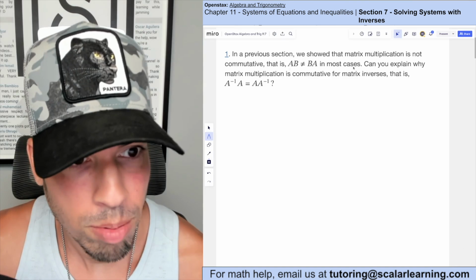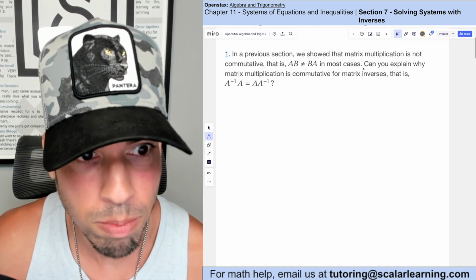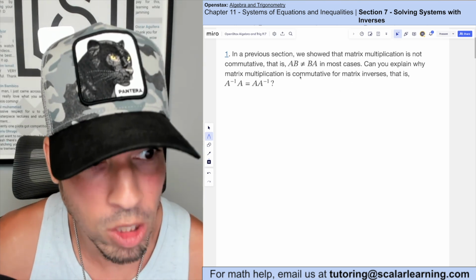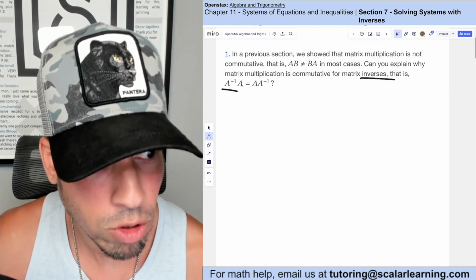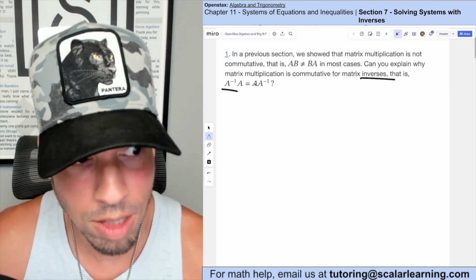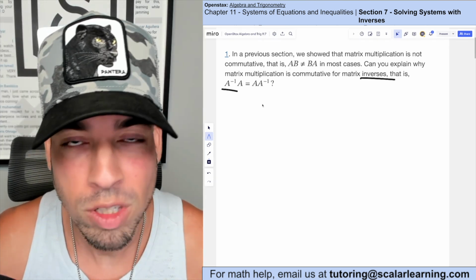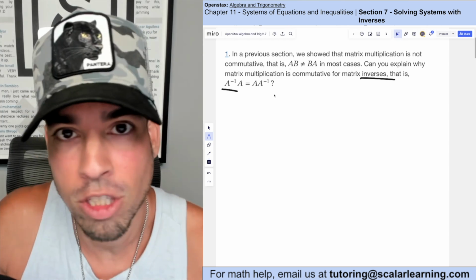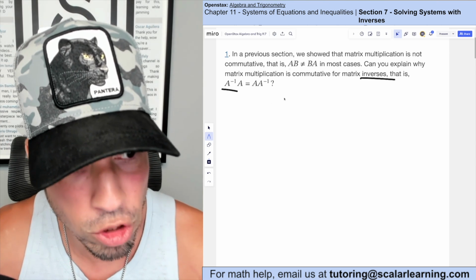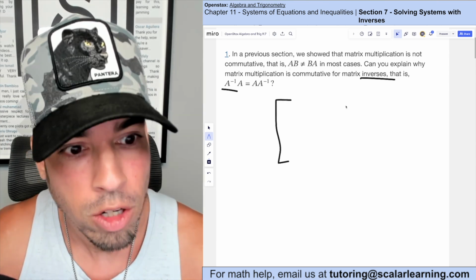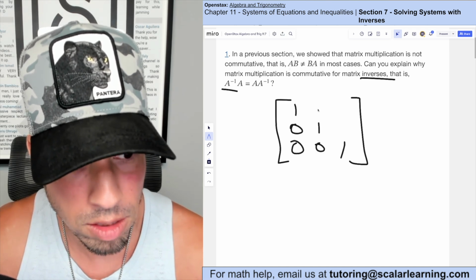Let's do it. In a previous section, we showed that matrix multiplication is not commutative, that AB does not equal BA in most cases. Can you explain why matrix multiplication is commutative for matrix inverses? That is, the inverse times the original matrix is the same as the matrix times the inverse in either order. This really comes down to the relationship between matrices and their inverses, because it's just by definition, right? Anytime you multiply an inverse times the original matrix in either order, you're going to end up with the identity matrix. You're going to end up with ones and then zeros all around.